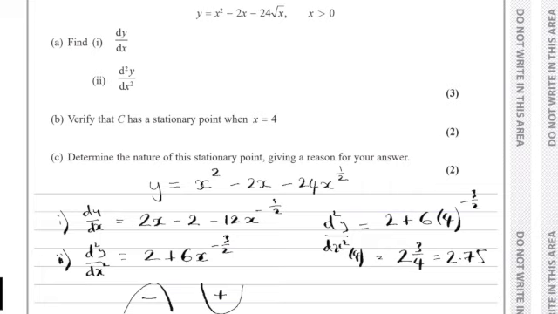In any case, it looks very, very positive to me, in which case I'm going to say that at x equals 4, it's positive, so we have a minimum, a local minimum. Okay, I hope that's helped.